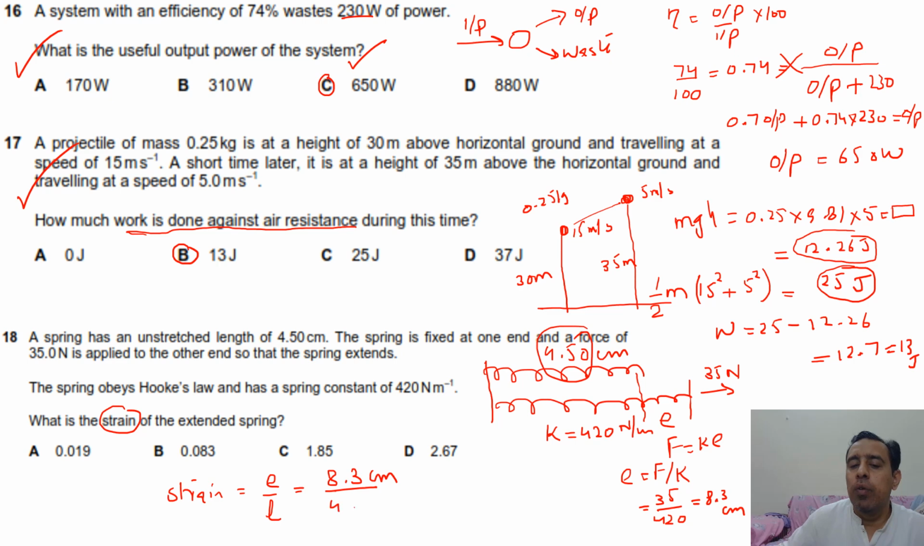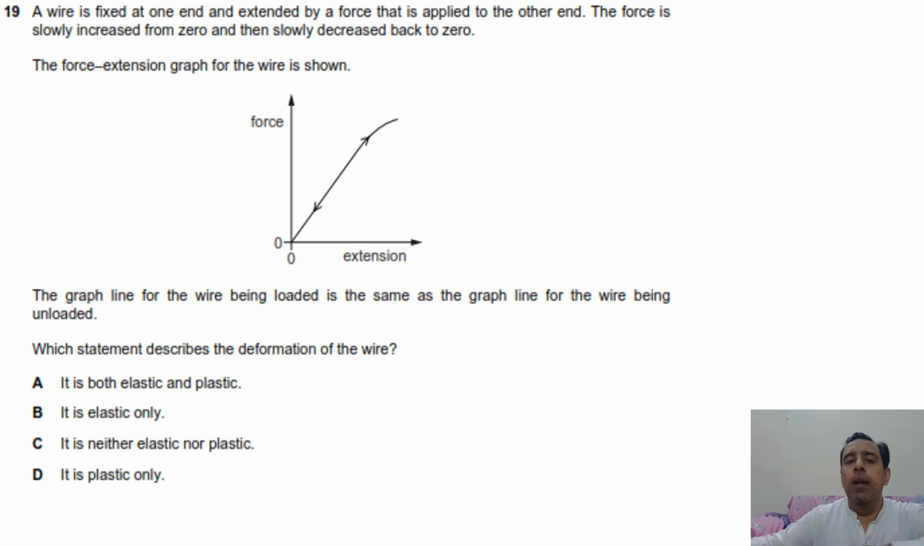This is 4.50 centimeter. So by dividing these two, we come to know that the answer is 1.85 without any unit, because it is the ratio between two same physical quantities. Option C is correct. Moving towards question number 19. Look at this question.